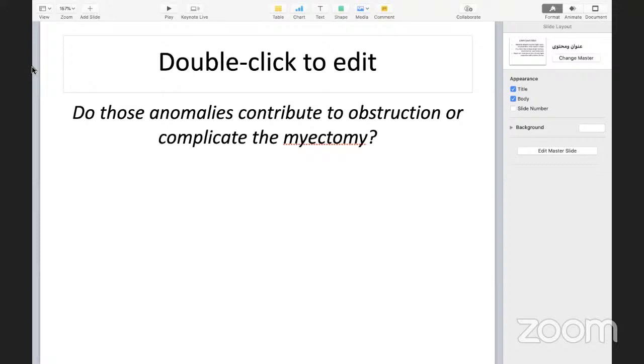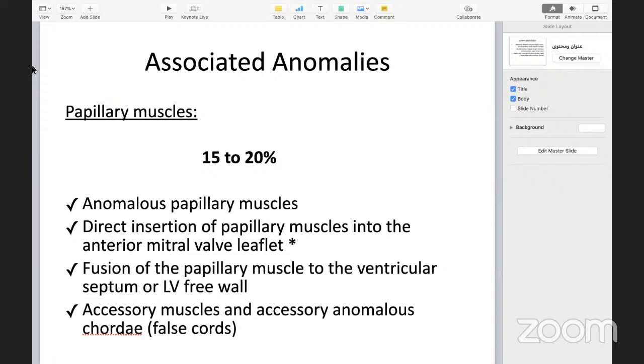And a question: do those anomalies contribute to obstruction or complicate the myectomy? Usually no, but if, for example, the papillary muscle interferes with the anterior leaflet, then there is an abnormality of the mitral valve itself, so we have to intervene. But usually it doesn't complicate.